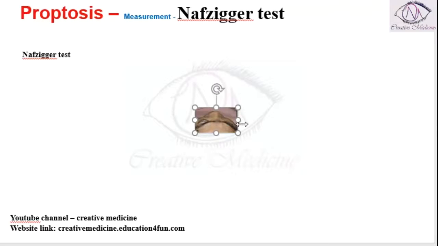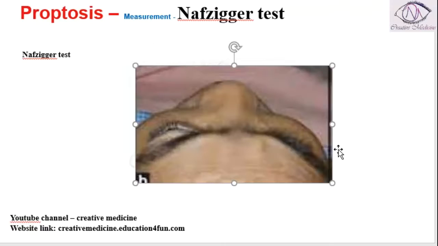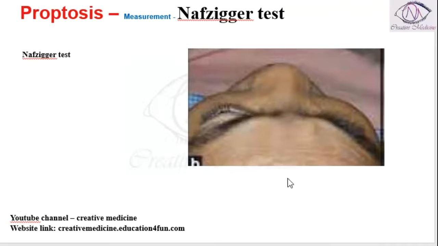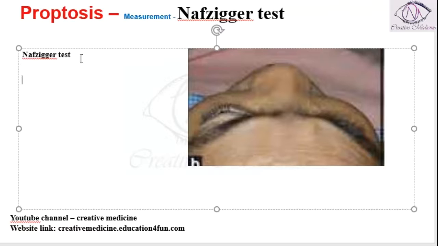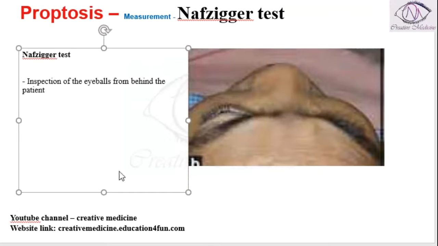This is the picture of Nafzigger's test, where the doctor stands behind the patient, and you have to inspect the eyeballs by looking from behind the patient. By standing behind the patient, you should look for the eyeballs. You should inspect the eyeballs, and the patient should be looking over his forehead like this.